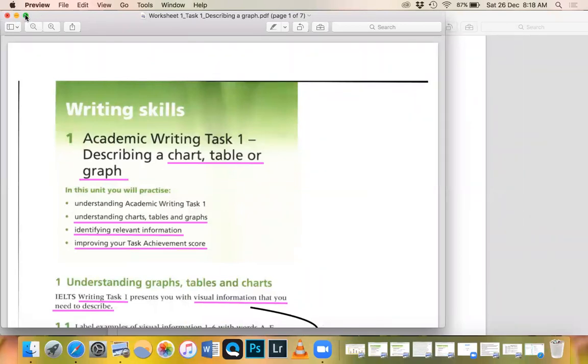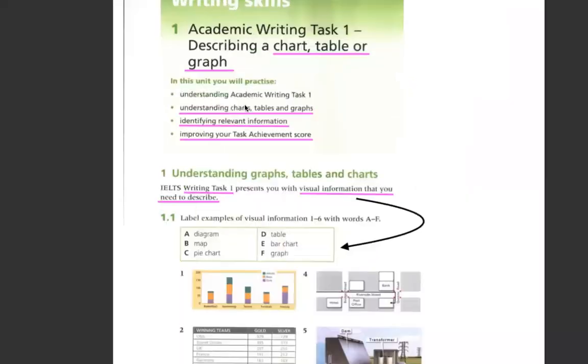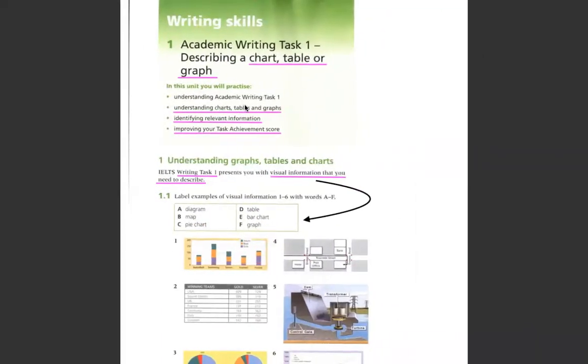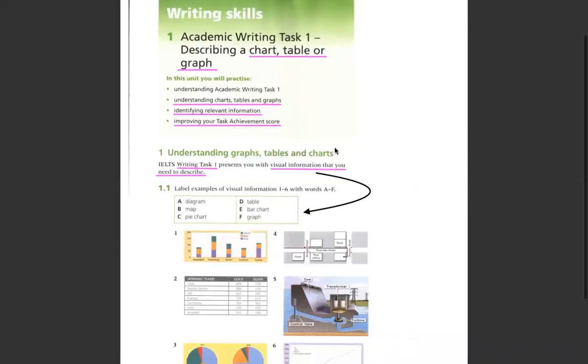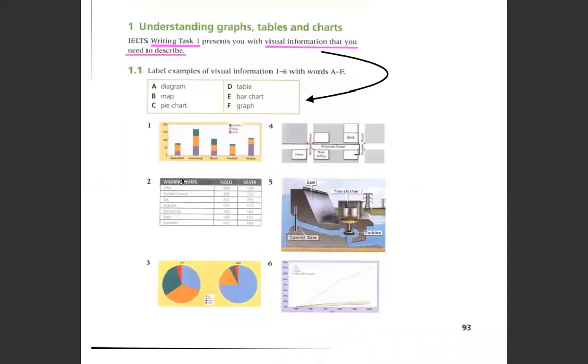All right, so the first thing we're going to have a look at is describing charts, tables, and graphs. These are some of the different kinds of visual information that we get for task 1. As we go through the questions, please use the chat box to answer. So let's first have a look at the different types of visual information that we're going to see for task 1. Here we have some examples and we need to match them to the correct words at the top.